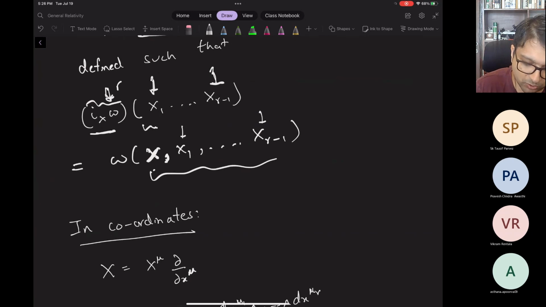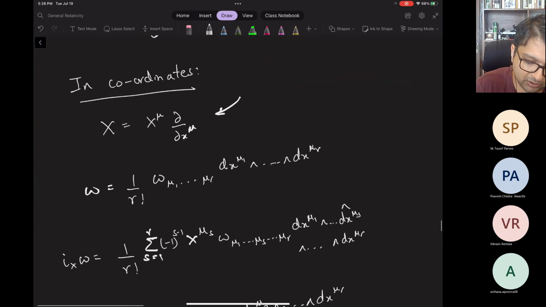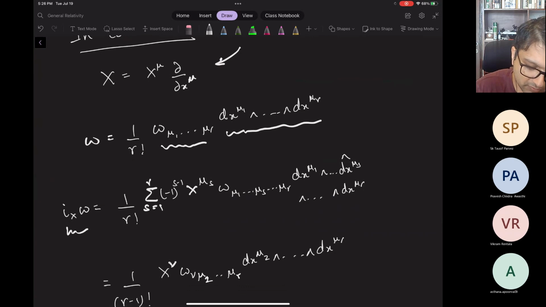Okay, so we can see in coordinates what this means. So x is equal to x mu partial x mu, and omega is 1 by r factorial, omega mu1 through mu r, dx mu1 wedge dot dot dot wedge dx mu r. So the interior product, Ix omega, is now defined as 1 over r factorial, summation s equal to 1 to r, minus 1 raised to s minus 1, x mu s, omega mu1 through mu s through mu r. So I replace one of these indices by this x mu s index, dx mu1 wedge dot dot dot wedge dx mu r, but I omit the mu s index over here.